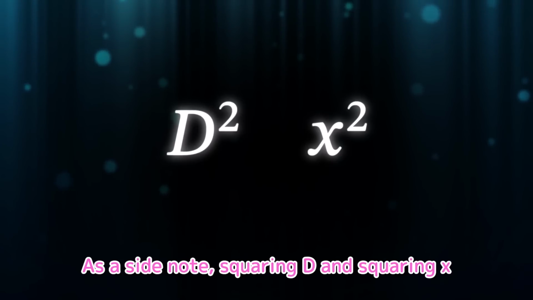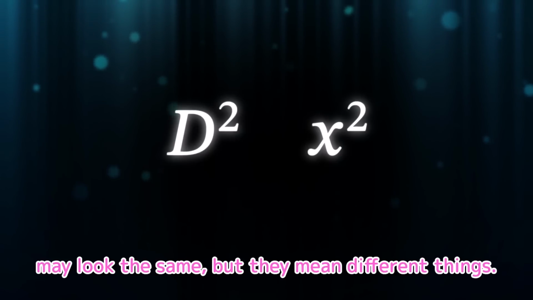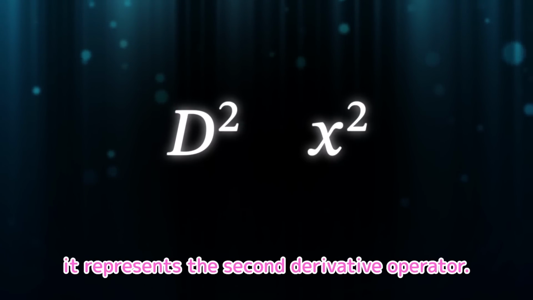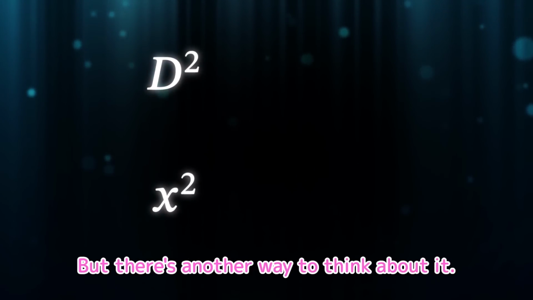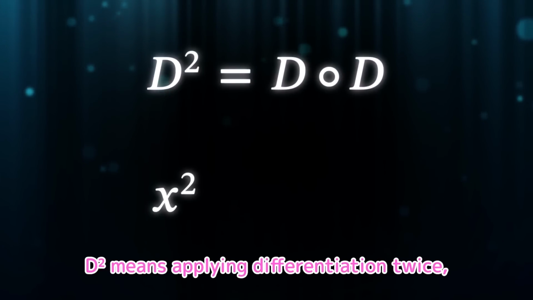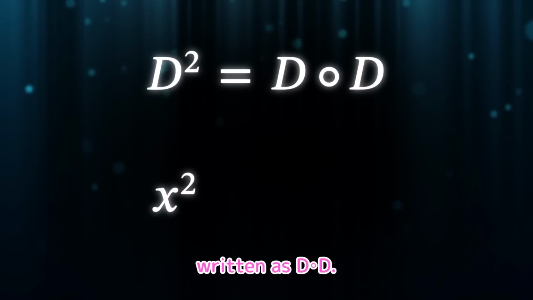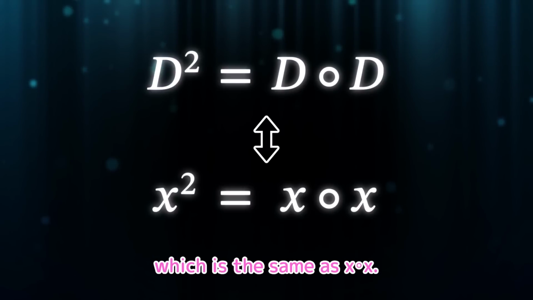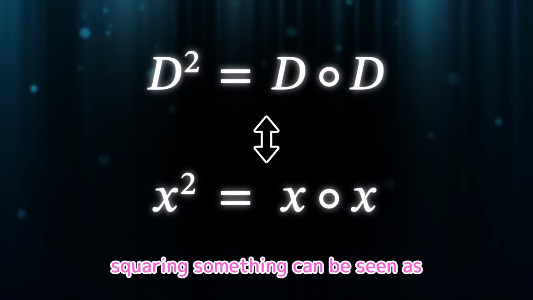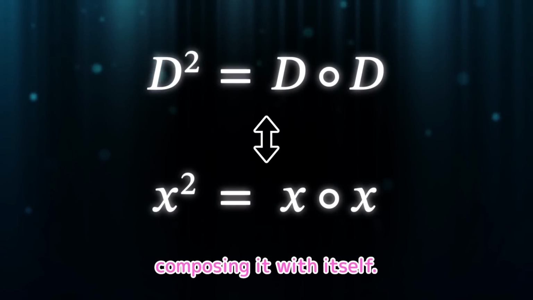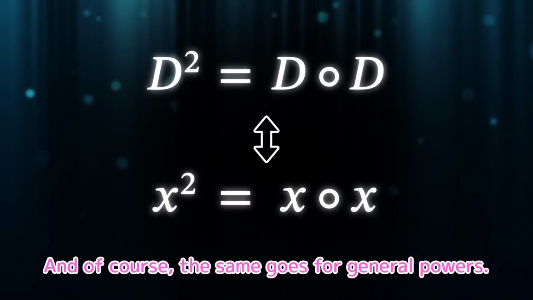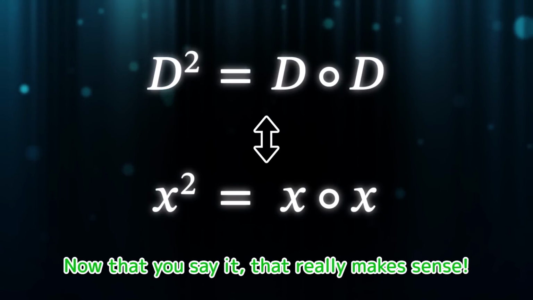As a side note, squaring d and squaring x may look the same, but they mean different things. That's because d squared doesn't mean squaring a variable. It represents the second derivative operator. But there's another way to think about it. D squared means applying differentiation twice, written as d of d. X squared means multiplying a function by x twice, which is the same as x of x. So in this world, squaring something can be seen as composing it with itself. This idea also supports the relationship between d and x. And of course, the same goes for general powers. Now that you say it, that really makes sense.